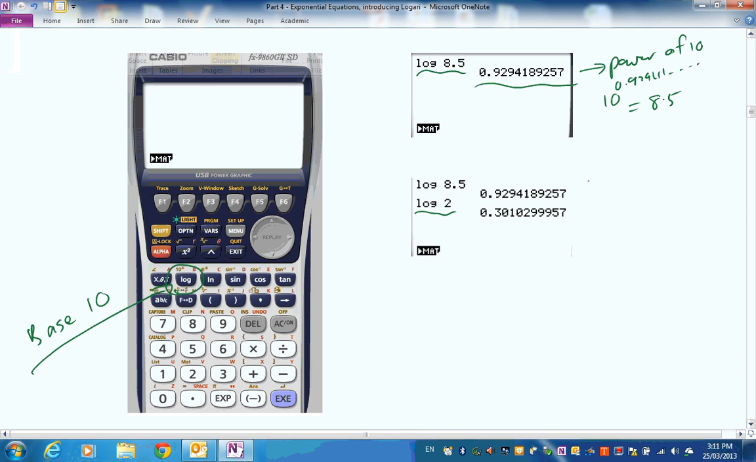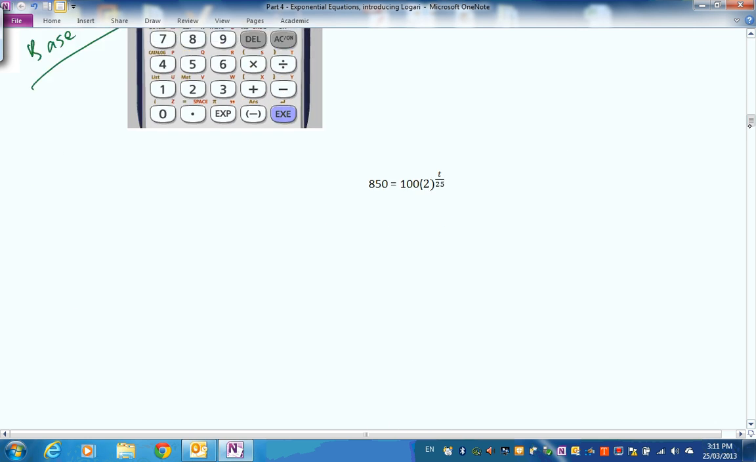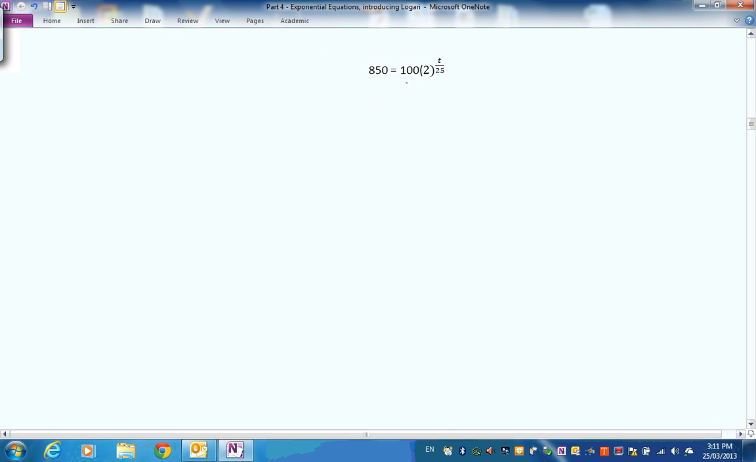Now let's have a look then at doing that with our problem. Here's our problem. So let's divide both sides by 100, as we said. 8.5 is 2 to the t on 25. Now the log of 8.5 was 0.9194, so we can call that 10 to the 0.9194 equals, a log of 2 was 0.3010, all raised to the t on 25.